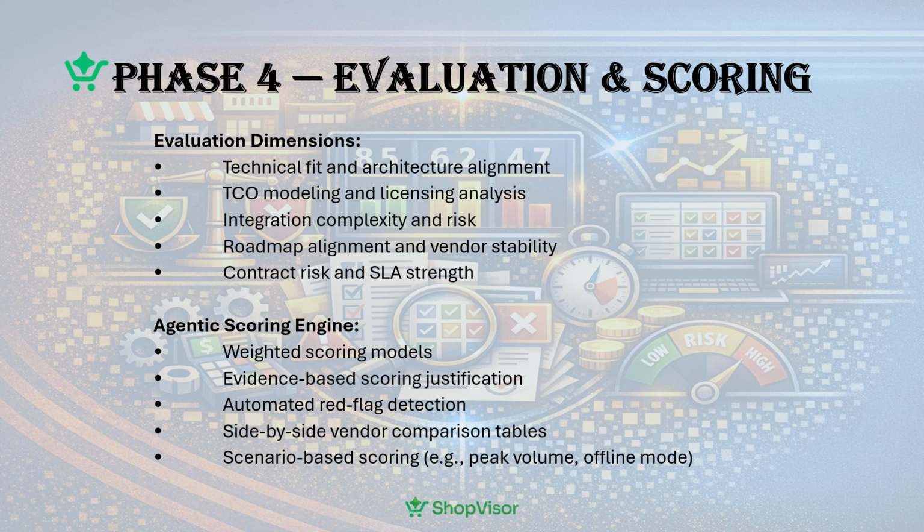Evaluation is where bias and inconsistency creep in. Agentic scoring models apply weighted criteria, evidence-based justification, and automated red flag detection. This creates a transparent, defensible evaluation process. Now, retailers can compare vendors side by side using consistent metrics rather than subjective impressions.